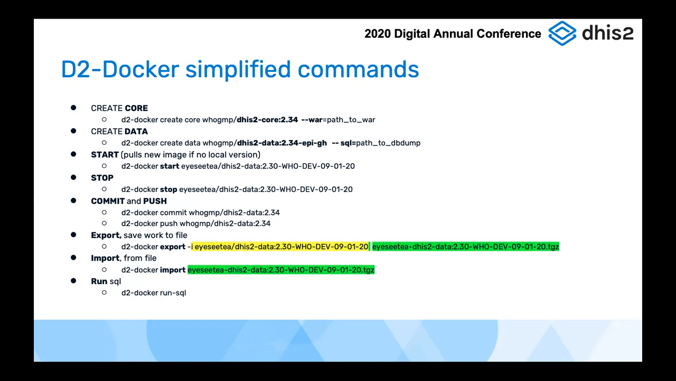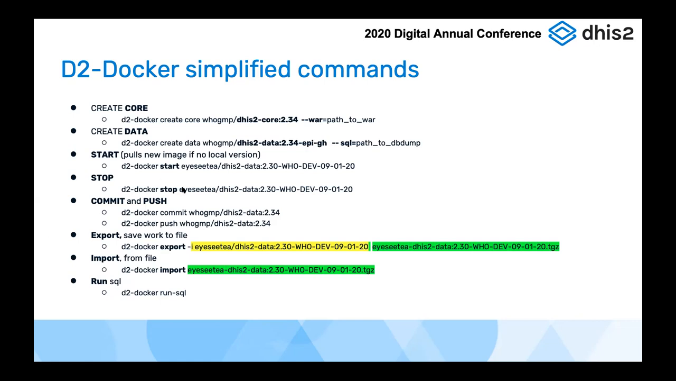Now, the create data command can actually read in an SQL backup of an existing server that you already have. This could be your HMIS, or something that we or someone else shares with you, and it can be loaded as the data side of that DHIS2 installation. Both of these combined will be your particular DHIS2 instance. Then you can start the image using the start command, which pulls a new image from the server. The command line indicates the name of the file or the version you want to pull. If it's already on your machine, it will load up that version, and if it's not there, it will look into the hub and pull the latest version that's available.